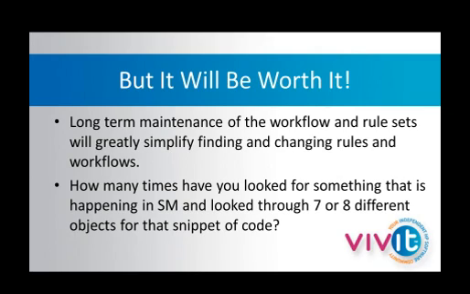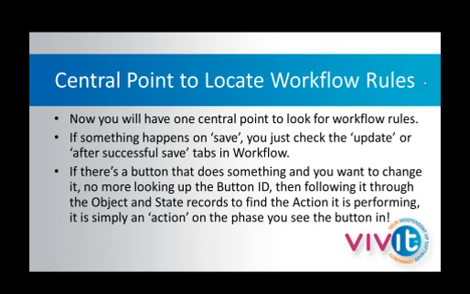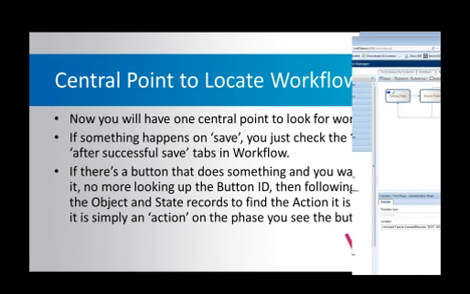So now you're going to have a central point to look for workflow rules. If something happens on save, you just check the save or update or after successful save tabs in the workflow. If there's a button that does something and you want to change it, there's no more looking up the button ID. I go to the object record, okay, what state am I in? I have to find the state record, and then find the action and display actions that are firing on the state that's tied to what the button ID is actually doing. Now I can just look in this workflow editor.